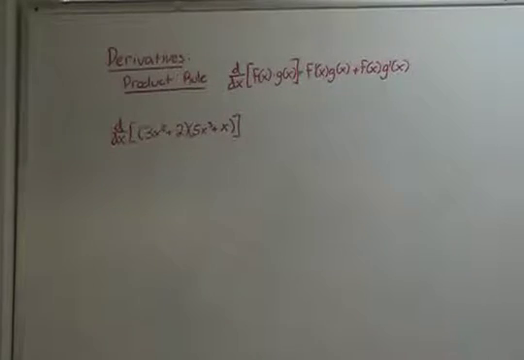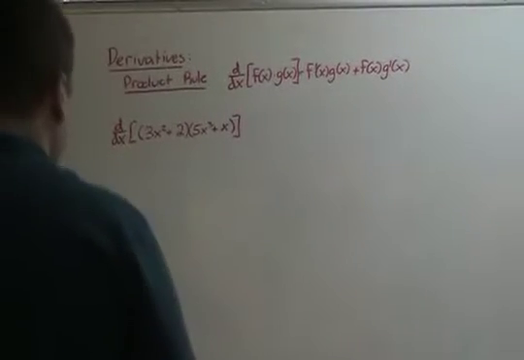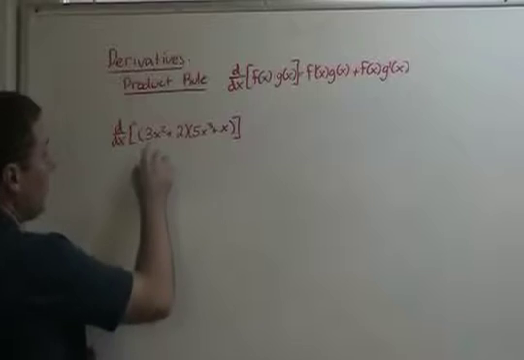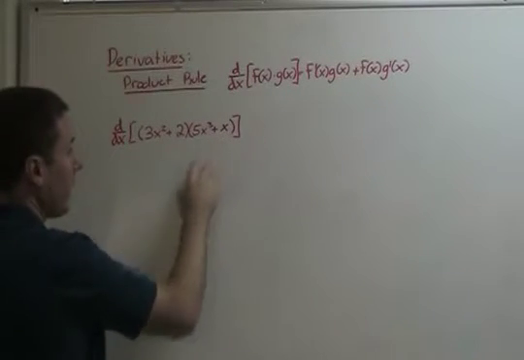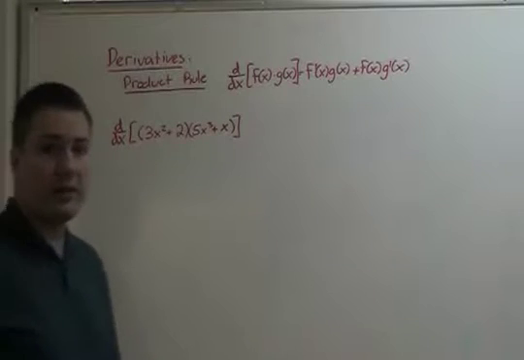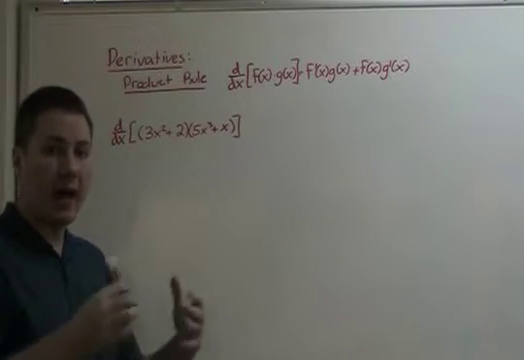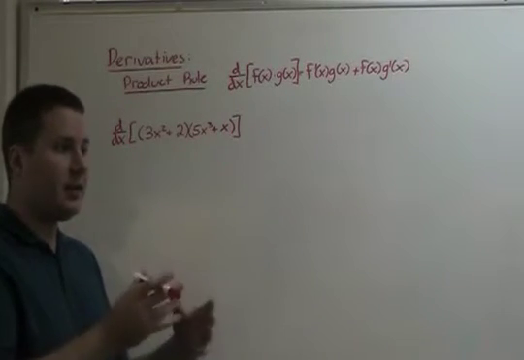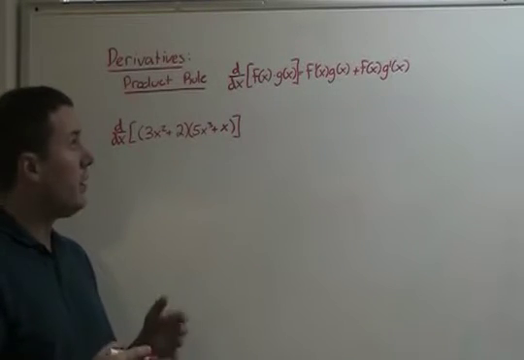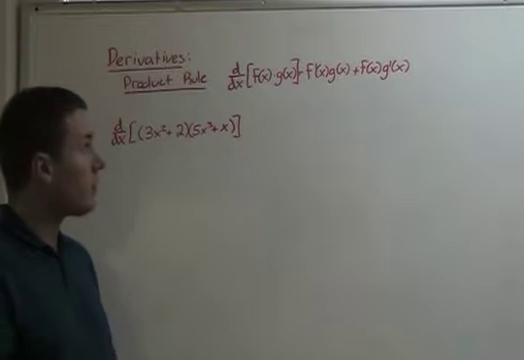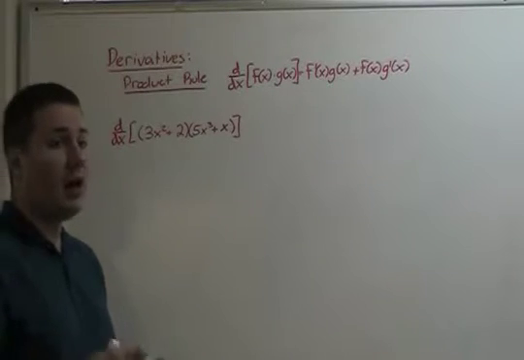All right, for this problem on product rule, we're going to take the derivative of 3x squared plus 2 times 5x cubed plus x. Now, one way you could do this is by multiplying them out using FOIL and then using the power rule to do each term.